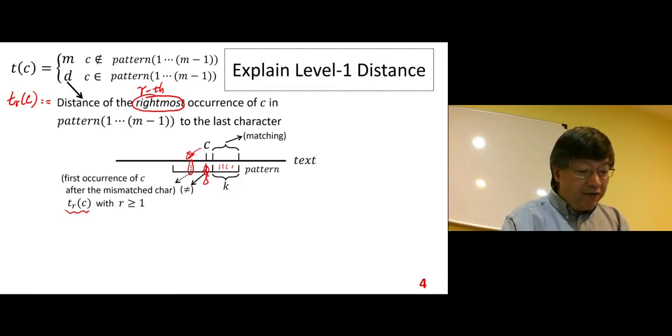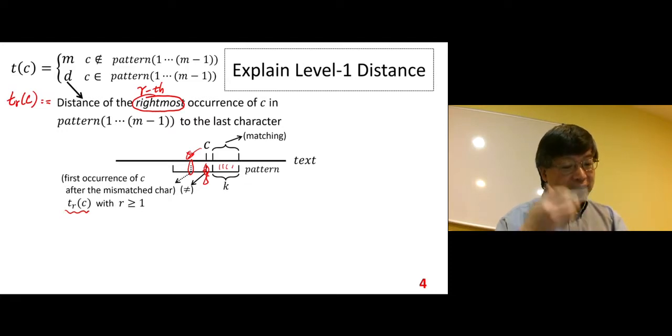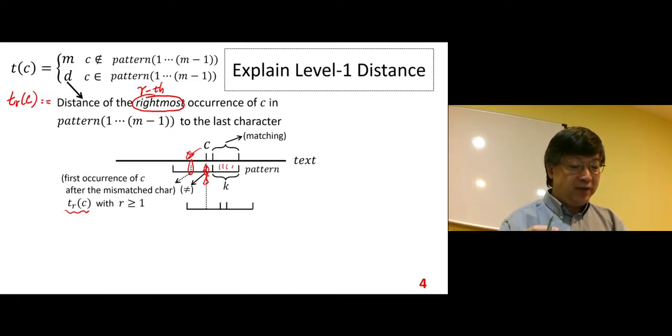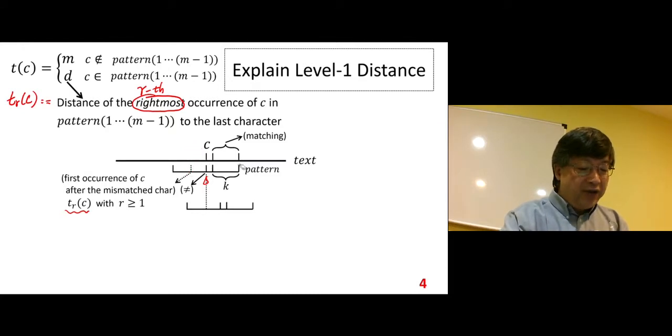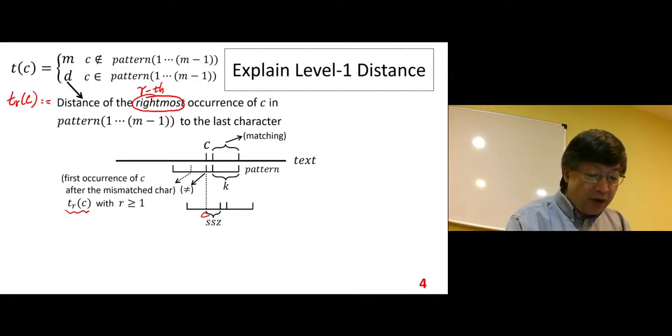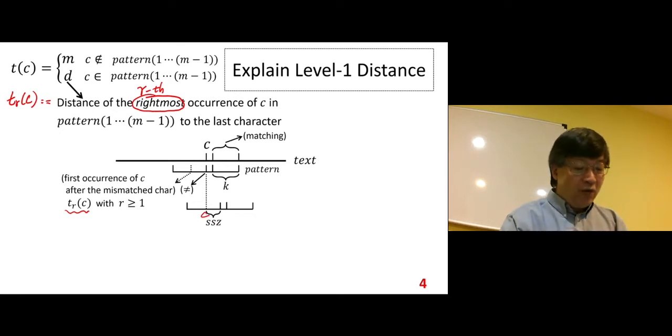After I have that concept, now I can do the calculation and the estimate. Now I need to shift my pattern in this way, so that this C and this matching C are aligned. After I align it, I need to calculate the step size. What is the step size? That's the one we could use as our level 1 distance, D1.